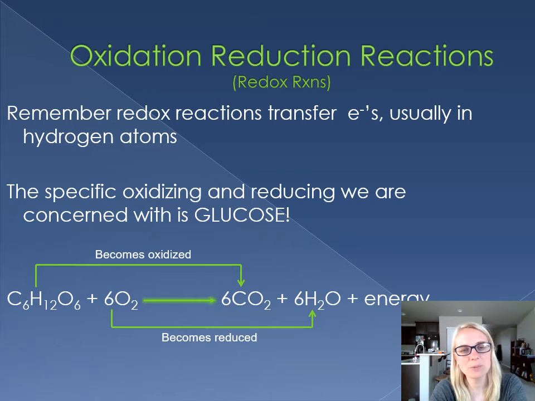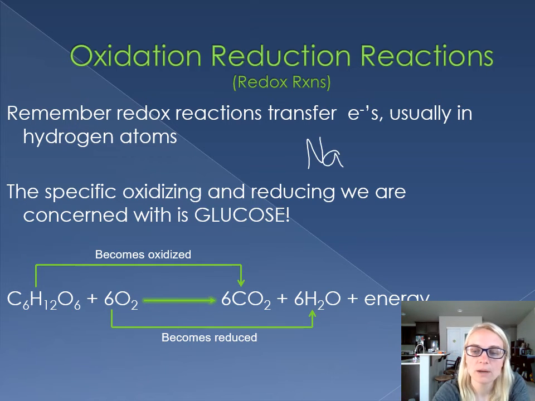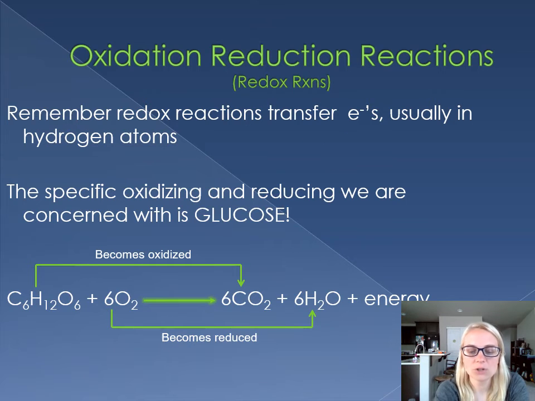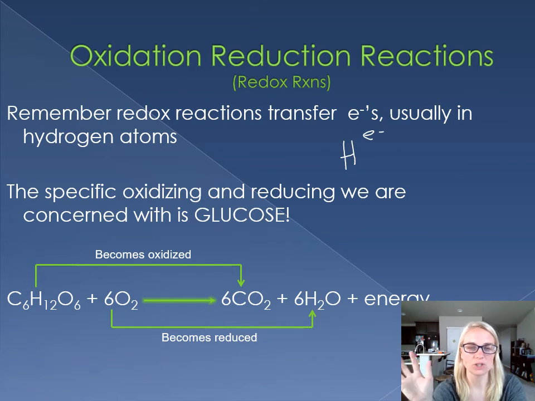We saw that with the sodium and chlorine. If you remember, we had sodium, it donated its electron to chlorine, and then they became sodium chloride. That was a direct transfer of the valence electrons. In redox reactions, a lot of times the electron is donated with a hydrogen atom. So you might have a hydrogen atom plus an extra electron hanging next to it because the proton is a positively charged nucleus.